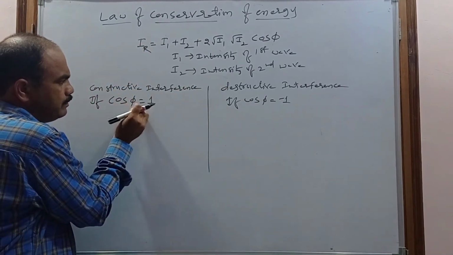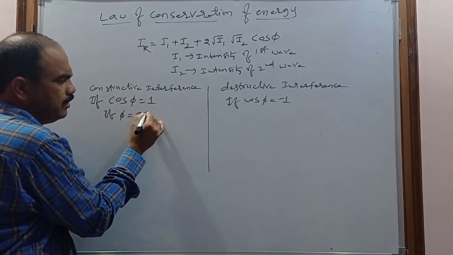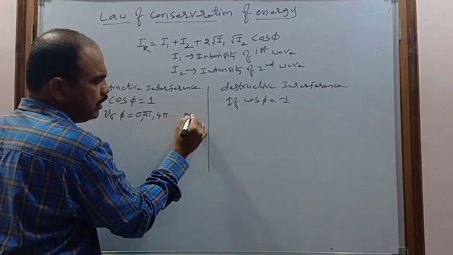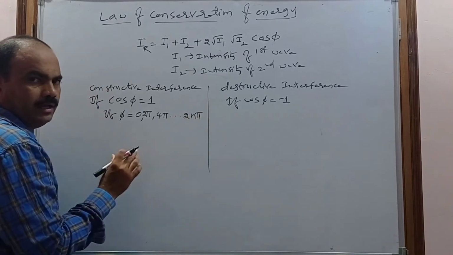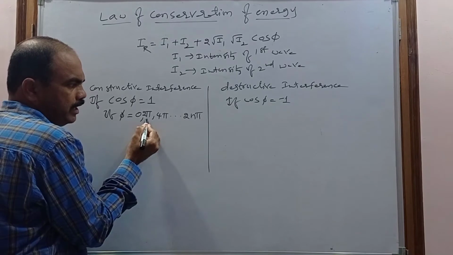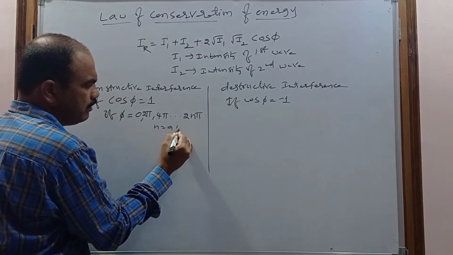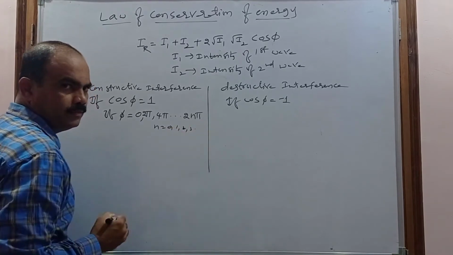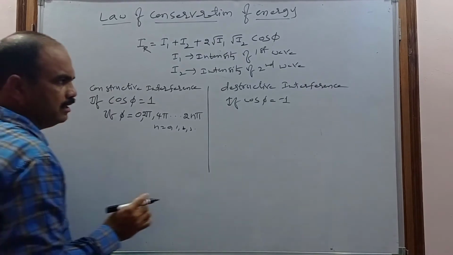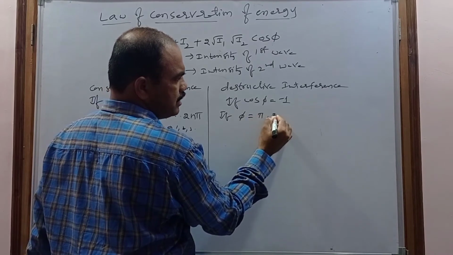So when cos phi equal to 1, phi, nothing but the phase difference, is either 0 or 2 pi radians or 4 pi radians or as well as what? 2n pi, the general term is 2n pi. So when the two waves are superimposed with phase difference 0, 2 pi radians, 4 pi radians, or the general term 2n pi, where n equal to 0, 1, 2, 3 and so on, then only the intensity of the light becomes maximum. That will be called as what? Constructive interference.